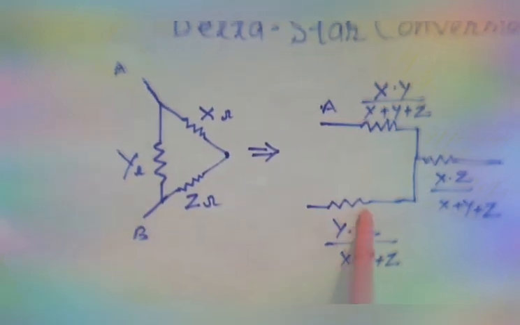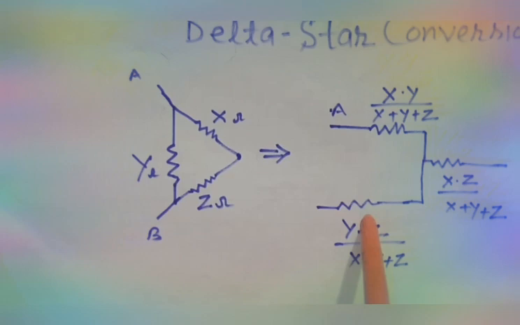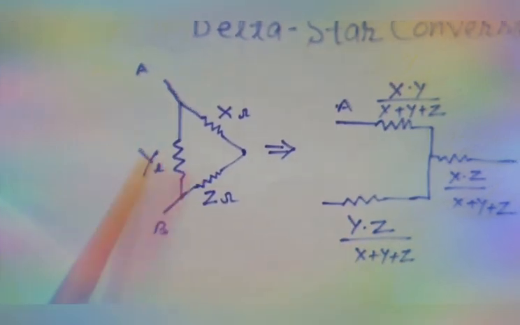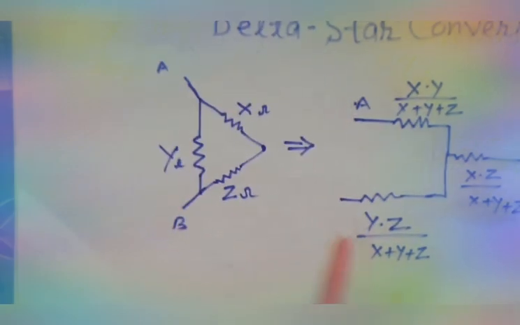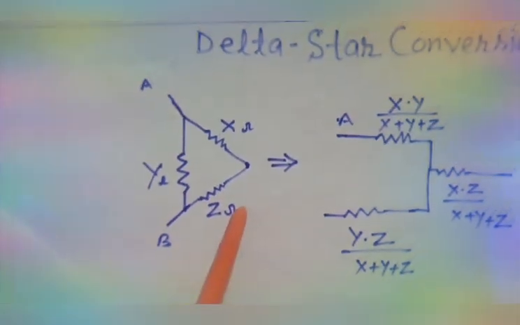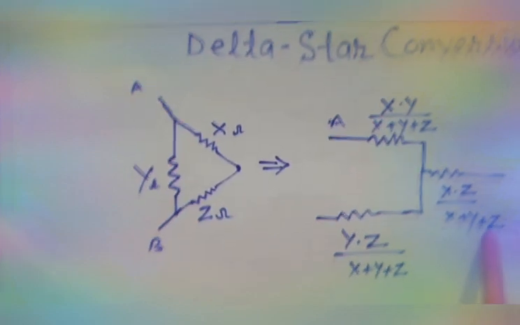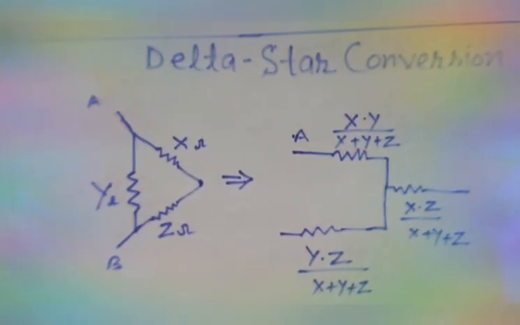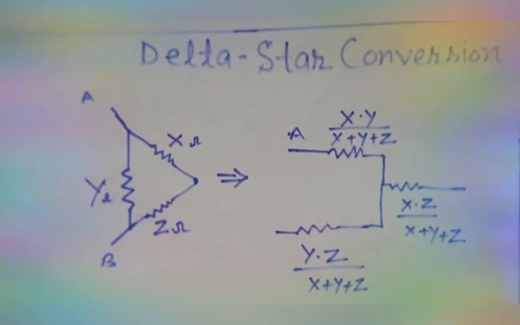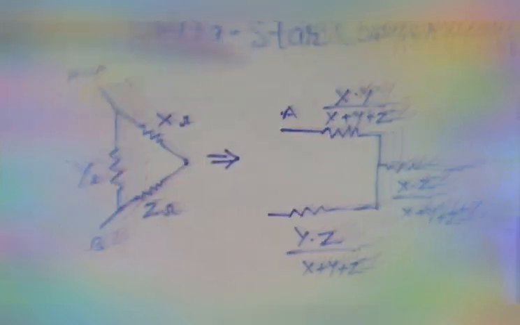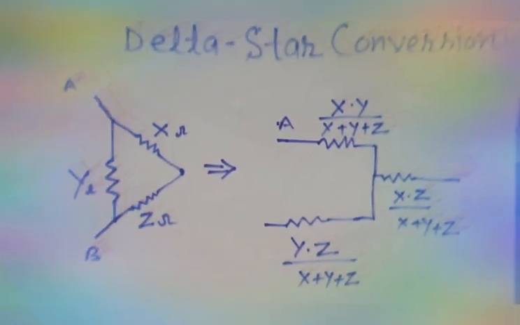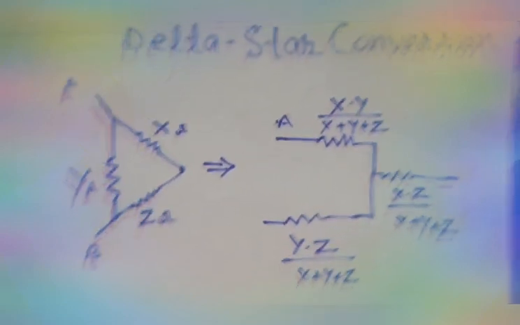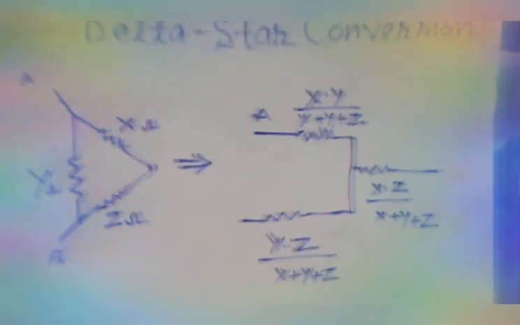Now at this junction there will be another branch and its value will be Y multiplied by Z divided by X plus Y plus Z, and the third branch will be the product of the remaining two branches, that is X into Z divided by X plus Y plus Z. So the denominator on the three branches will be the same, the sum of the three resistances X plus Y plus Z, and each branch will consist of the product of two adjacent branches. How do we use this in the circuit? So let us see.